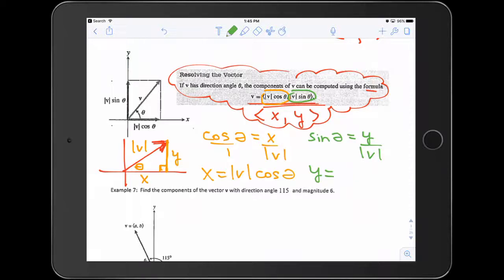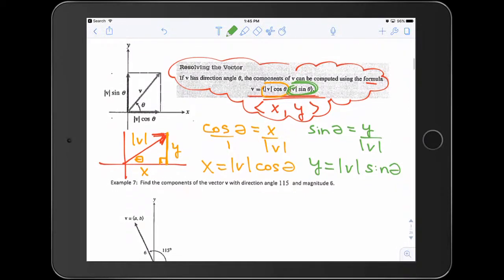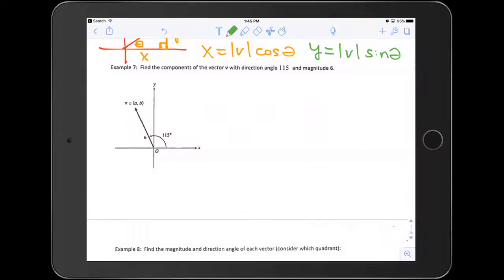Magnitude times sine theta. And that is that right there. So, not magic here. It is a formula, but it just stems from right triangle trigonometry. Okay, so let's see how this actually works.